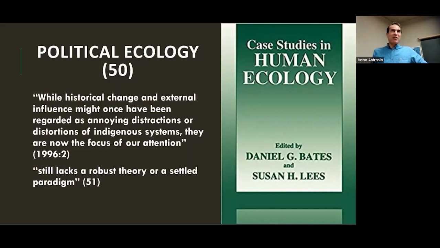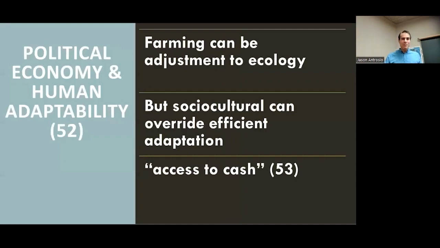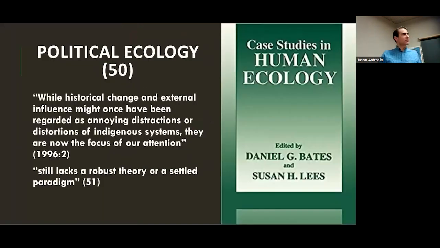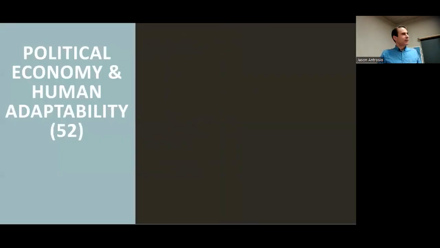Now that we've said a lot of things about somebody we don't know, we'll just move on. Whoa, we don't want all those animations. Stop. Okay, Jacob, tell us about political economy and human adaptability, which is the next thing. Do they have a robust theory?